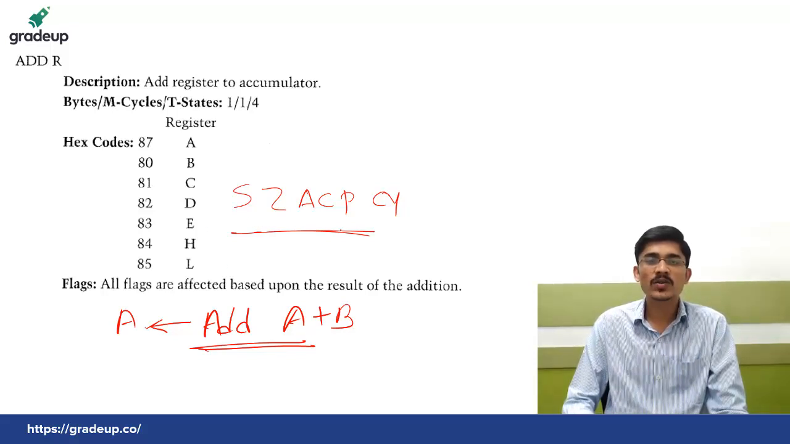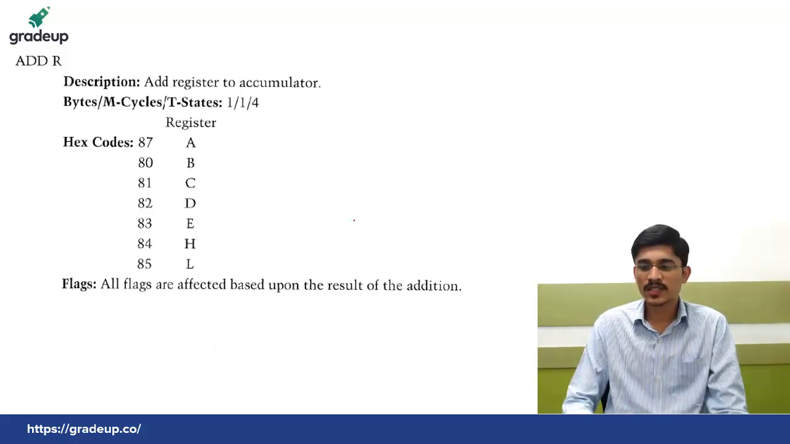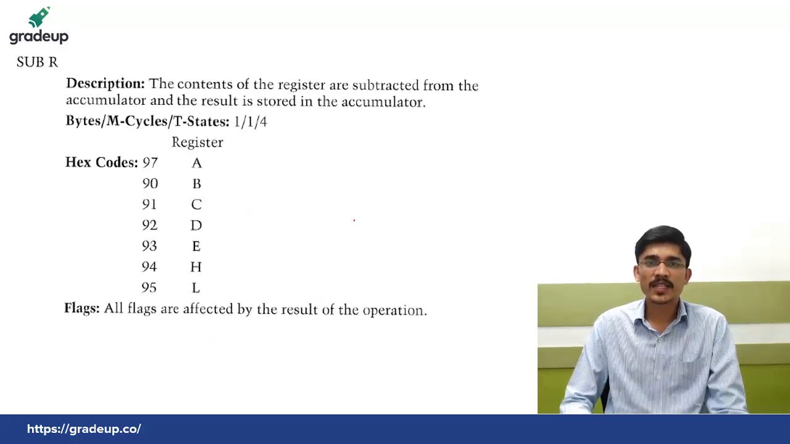So this is how the add R, or add any register, operation happens inside the microprocessor. Let's begin with the next instruction. In the next instruction we have subtract B. It is the same as add, except that was an addition operation, and this is a subtraction operation.